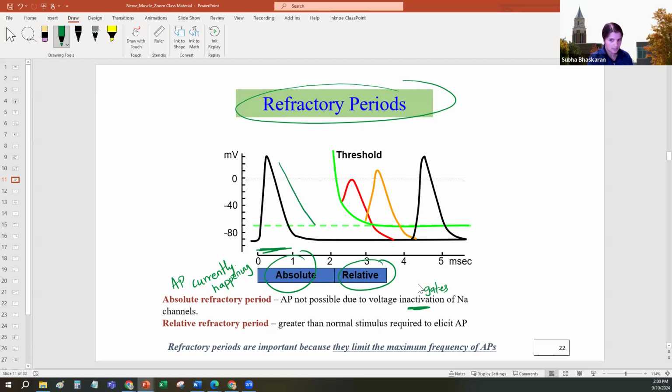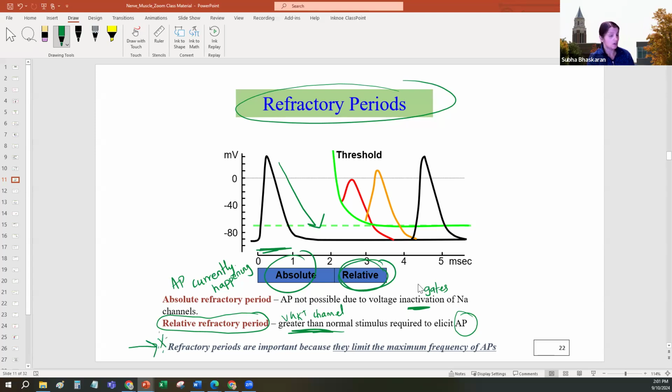But when the cell is repolarizing, the relative refractory period starts. So this is more on the potassium channel. And when the cell has a greater stimulus, there might be a chance of an action potential. So absolute refractory period, currently an action potential is happening, there's no room for an additional one. Relative refractory period, it depends on the stimulus. There could be an action potential during that period. Got it?